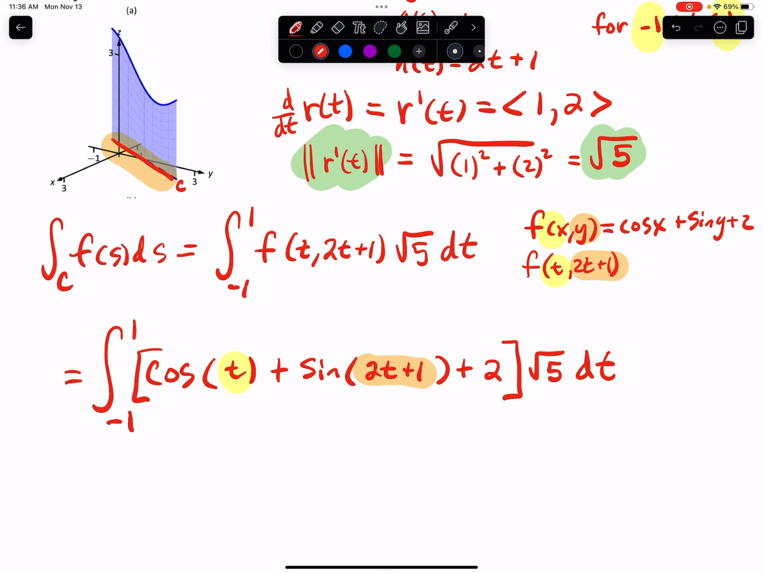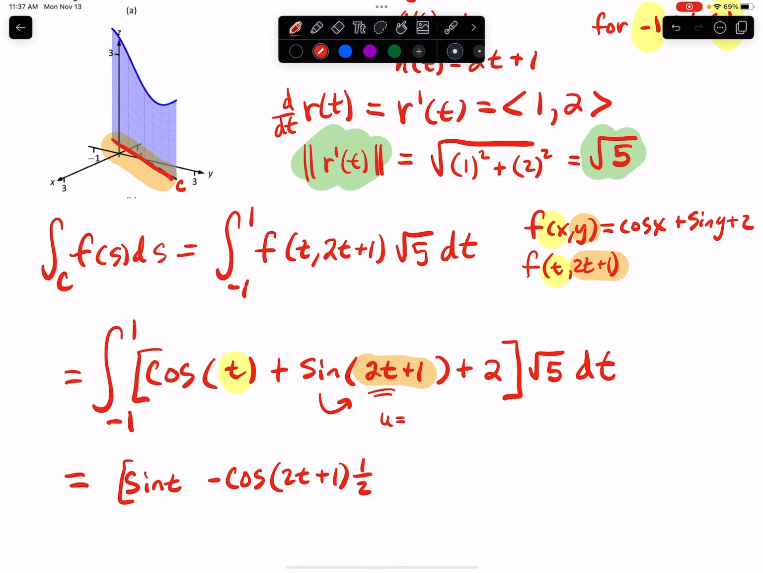Now, when I integrate this, the integral of cosine is sine. The integral of sine of some stuff is negative cosine of that stuff. But then I have a chain rule, and if I took the derivative of this inside, I would get an extra factor of 2. Okay? But since I'm integrating, instead of getting an extra factor of 2, I need to divide by a factor of 1/2. And you can do that with a u substitution.